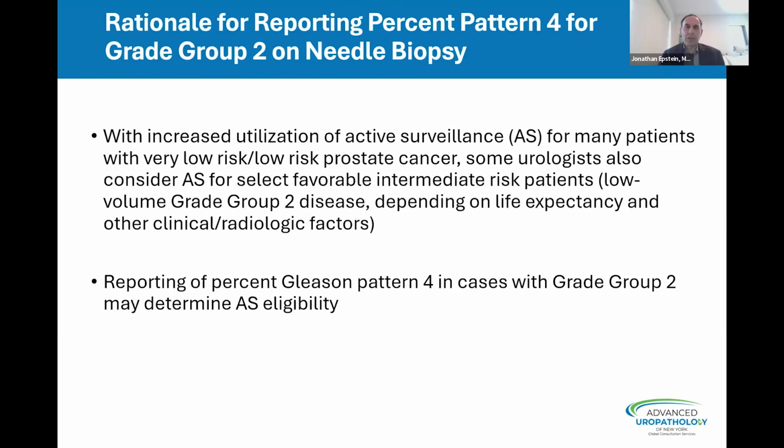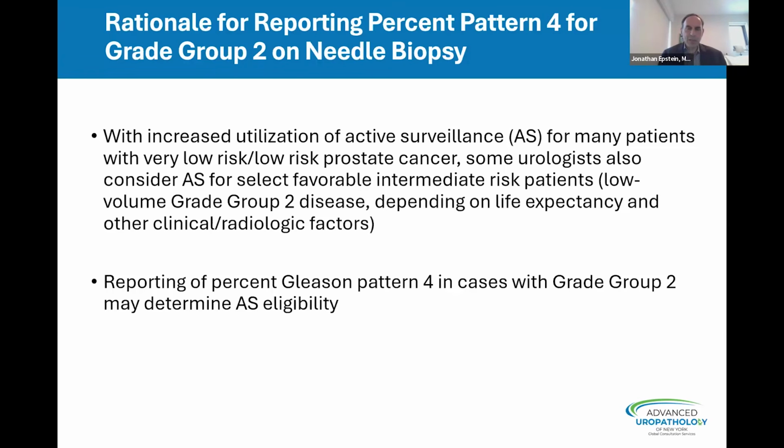So why is it important to give the percent pattern 4 when you have a 3 plus 4 equals 7 or grade group 2? The reason, more and more nowadays, is that active surveillance, while becoming almost standard therapy for Gleason score 6, is increasingly being used for selected favorable intermediate risk patients, typically low volume grade group 2, so low volume 3 plus 4 equals 7, depending on a lot of factors, life expectancy, and other clinical and radiological factors.